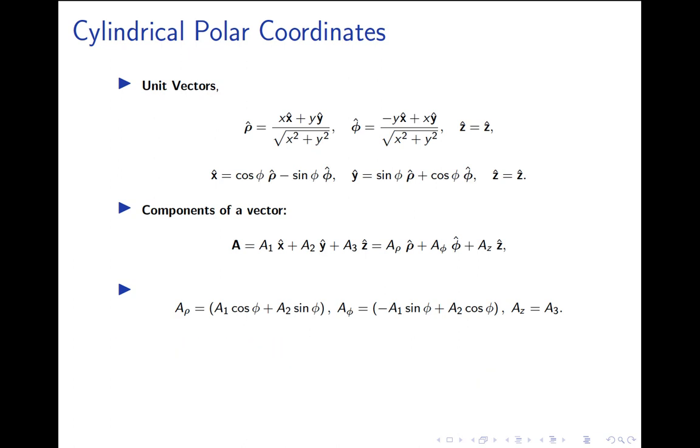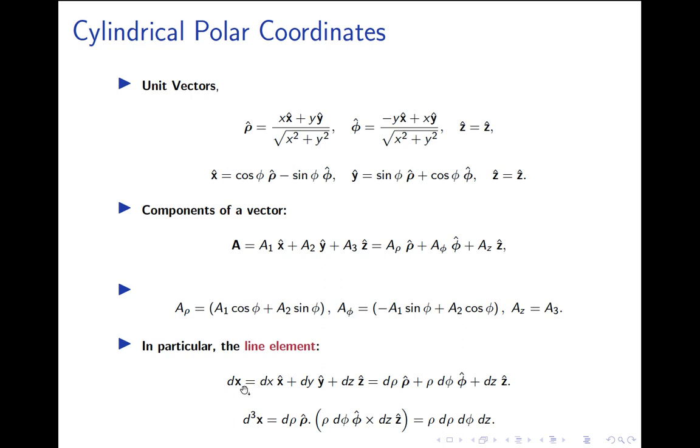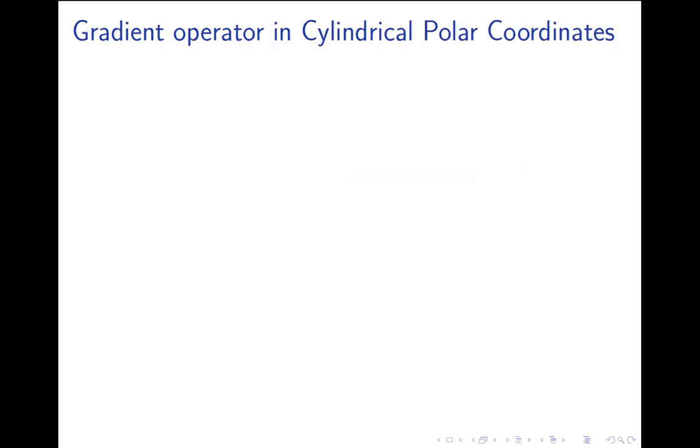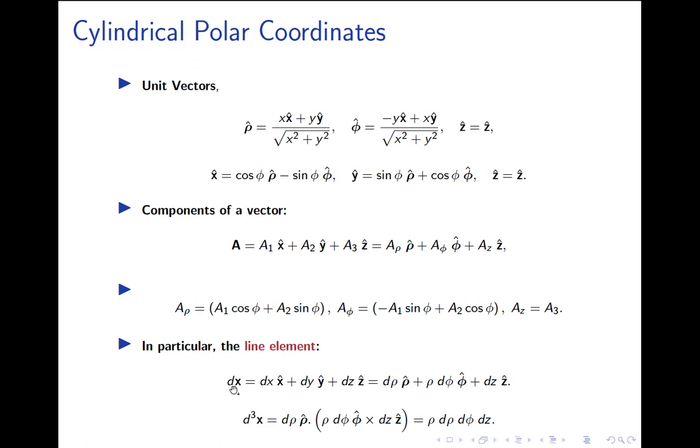In particular, you can do this for the line element. Remember, what is the line element? Line element is the infinitesimal position vector change. It's a vector connecting the two points defined by the position vector x and x plus dx. So that is called the line element. So the line element is given by dx x hat plus dy y hat plus dz z hat.